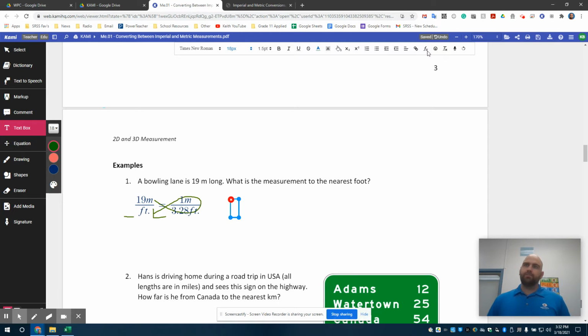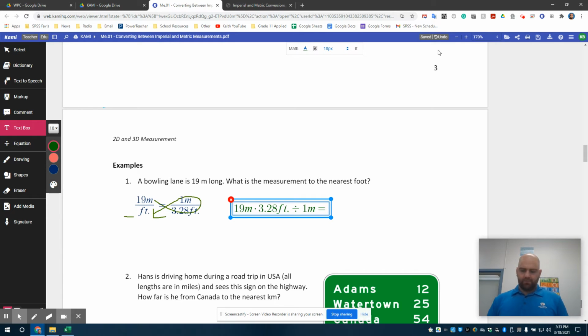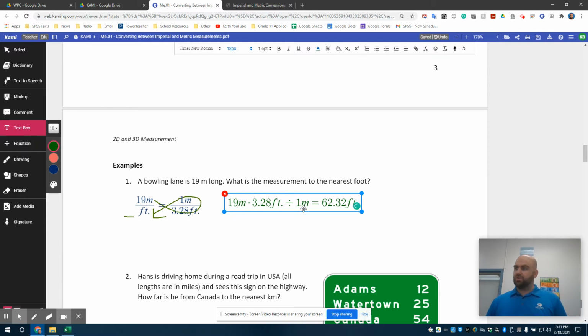So this will be 19 meters times 3.28 feet divided by 1 meter. And when we do the calculation, that's 19 times 3.28. Oops, 19 times 3.28 is 62.32 feet. Okay, so the bowling lane is 62.32 feet.